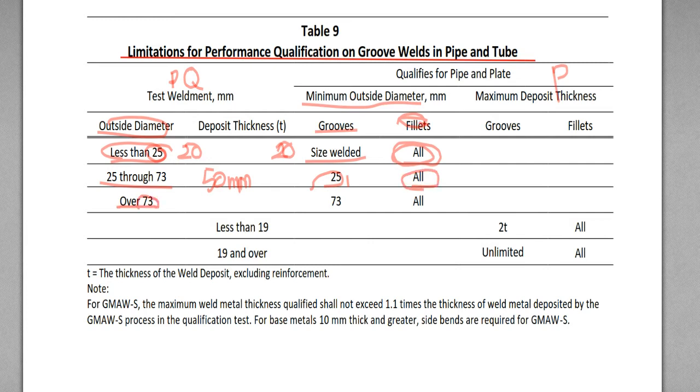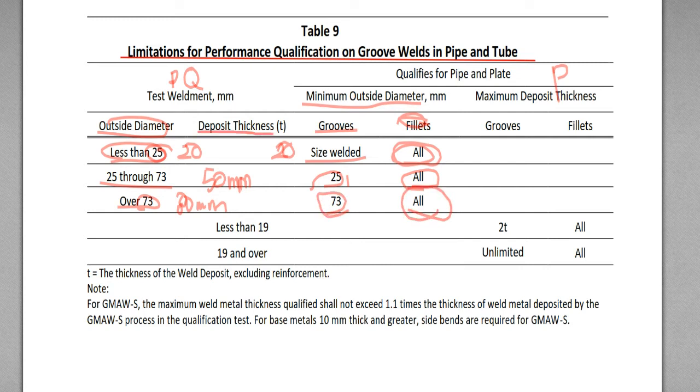Over 73 millimeters of outside diameter, if we PQ test something like 80 millimeter, the minimum qualification of the outside diameter is 73. And fillet welds, no limitation.